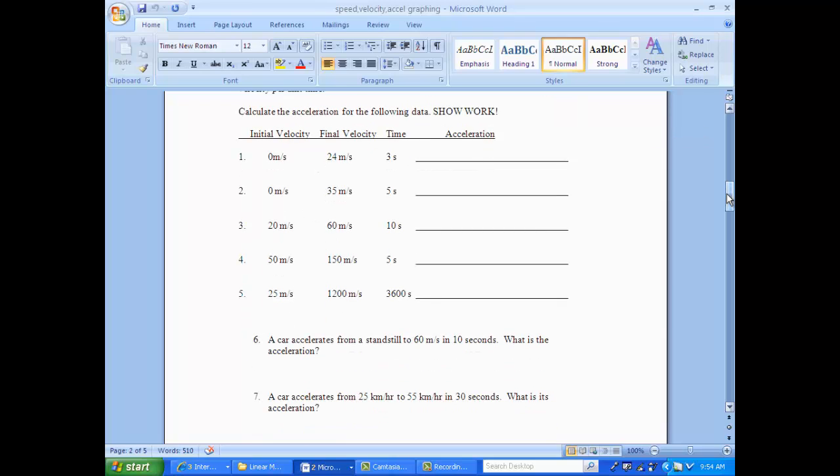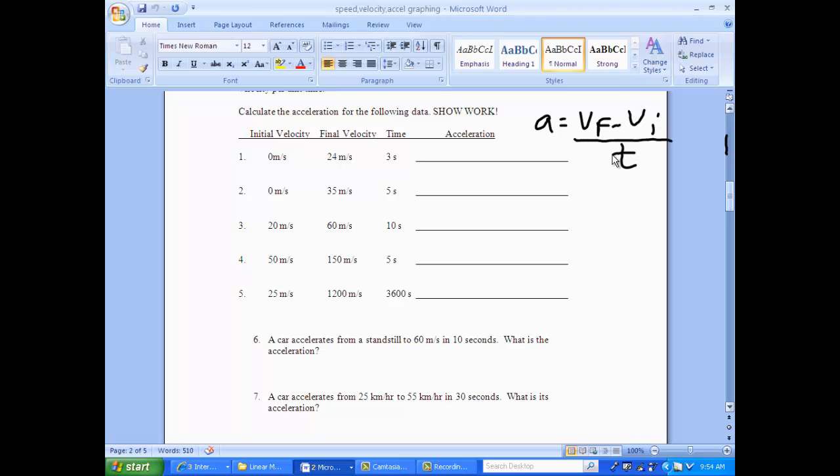Next bit, I'm giving you numbers. All I wanted you to do was figure out the acceleration. All right? So before we get rolling here, someone needs to tell me what the formula for acceleration is. Final velocity minus initial velocity. Good. Good.